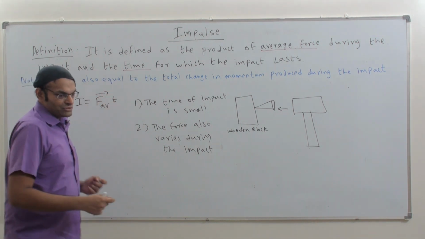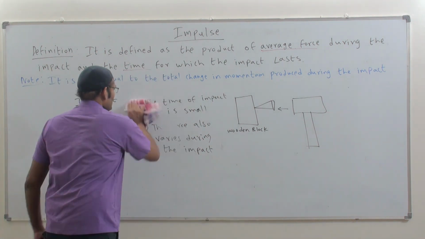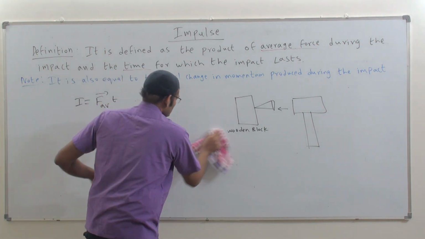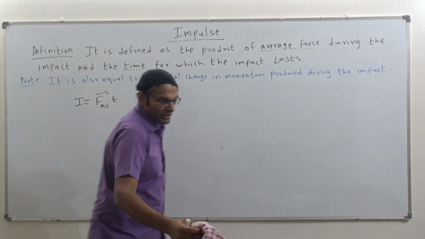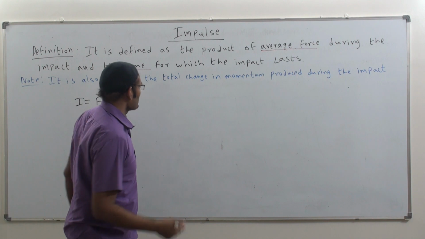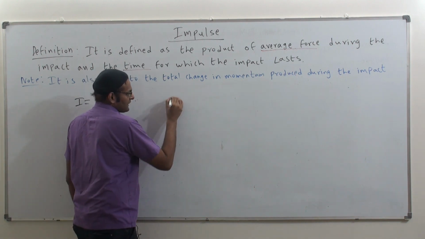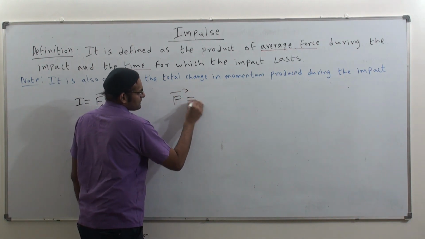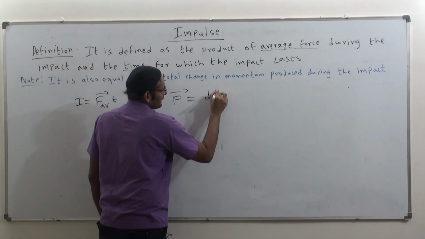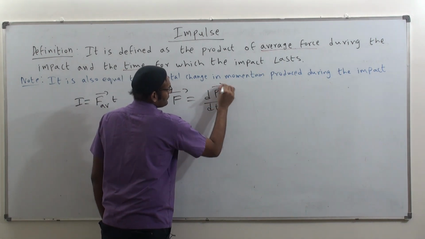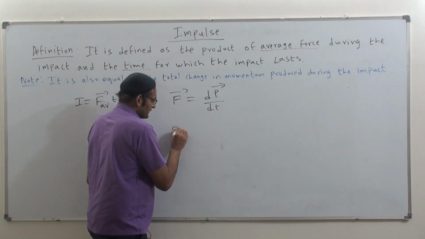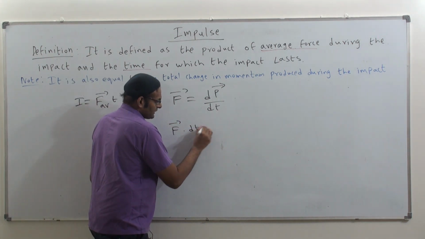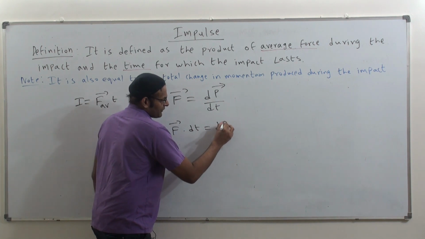Now how do we derive this equation? It's very simple. I will derive it using Newton's second law of motion. Let's do that. According to Newton's second law of motion, F is directly proportional to dp bar by dt. This is the variation in momentum. So if I rearrange this equation, I can write it as F bar dt is equal to dp bar.